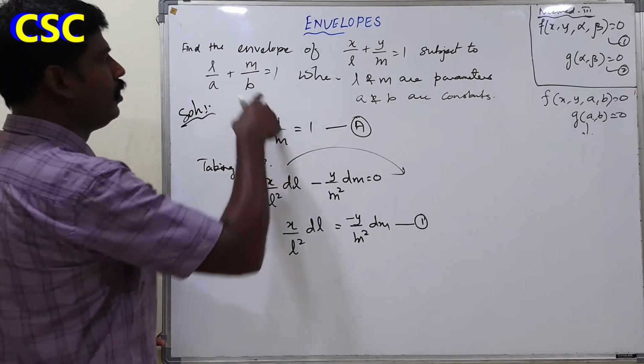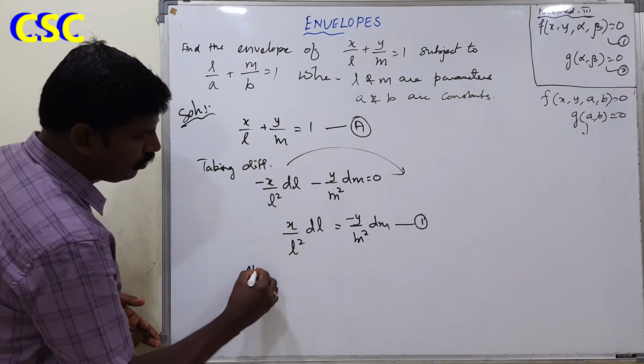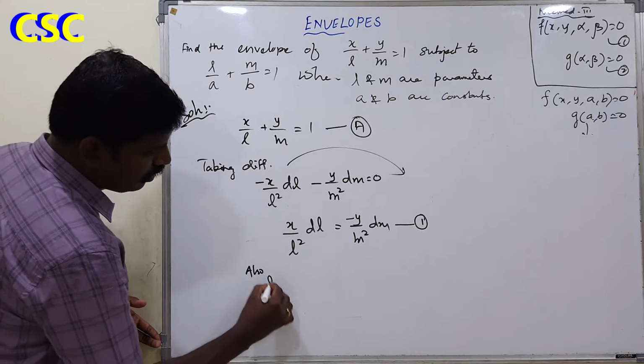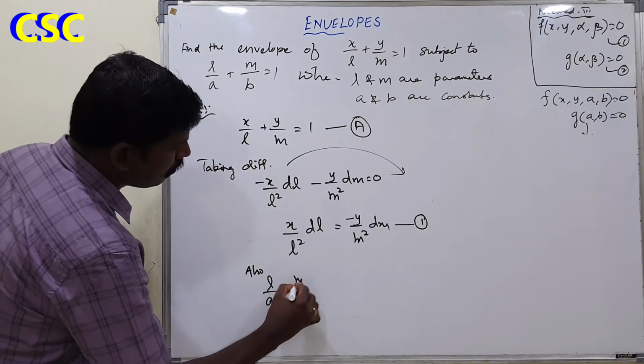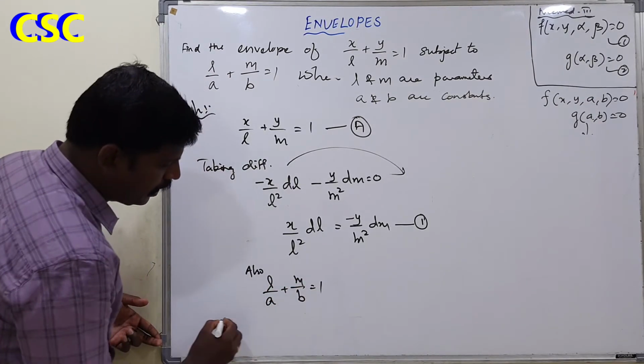Then what is the relationship also given? L by A plus M by B equal to 1. Again taking differentials.